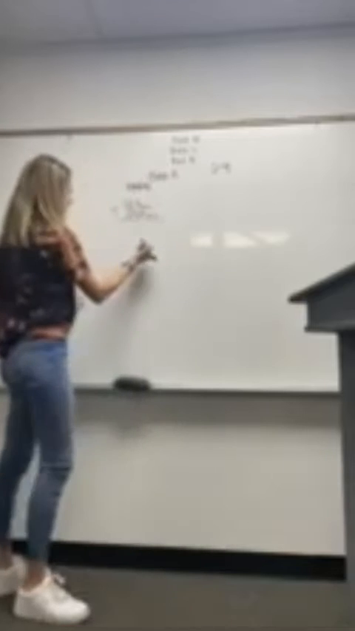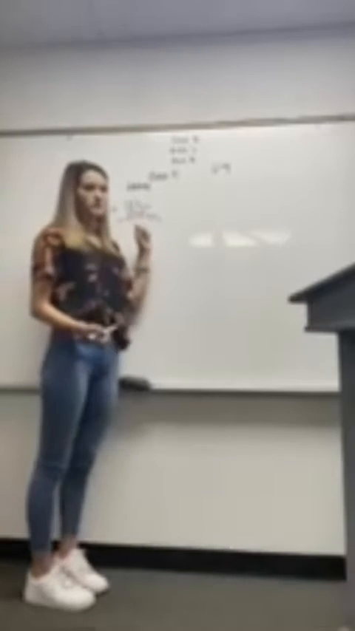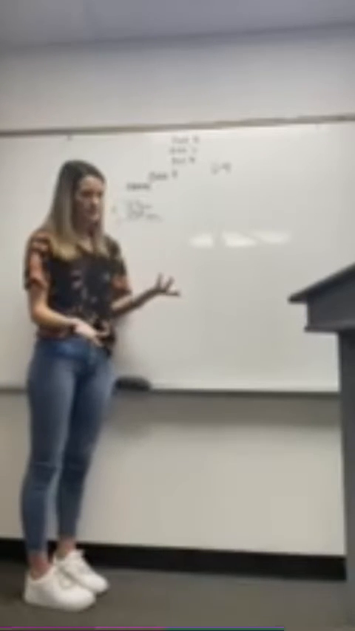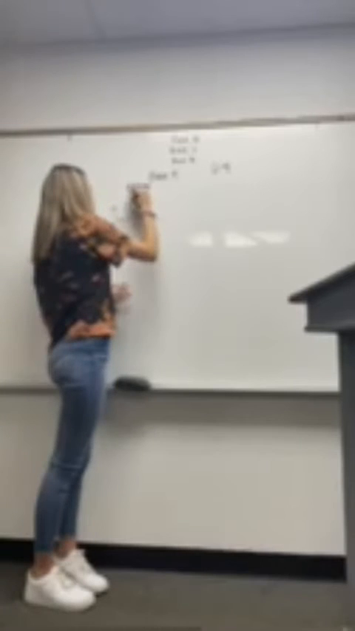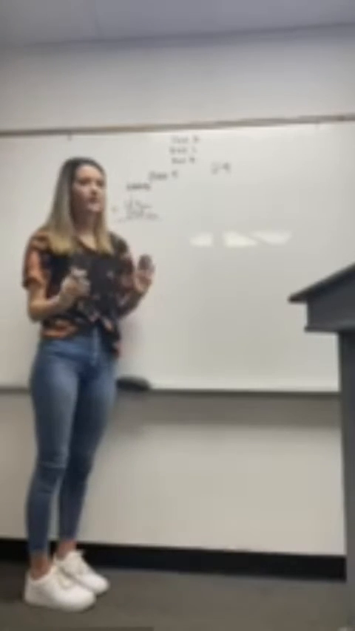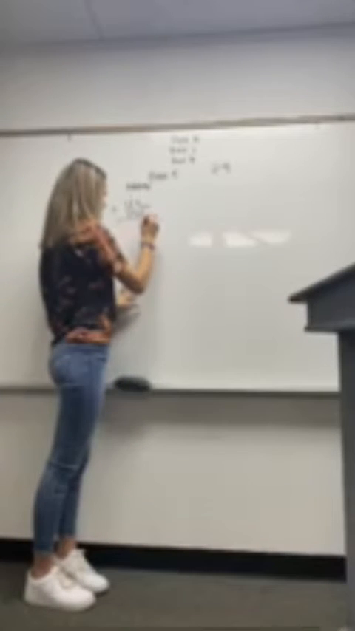So then we're going to add them. 3 plus 2, how many groups of 5 is that? It's going to be one group of 5, and we don't have any left over, so there's going to be a 0.